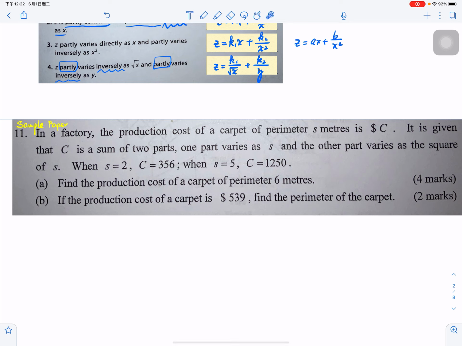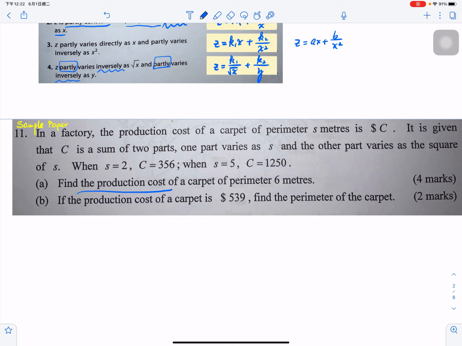In the factory, the production cost of a carpet of perimeter S meters is $C. It's given that C is a sum of two parts. One part varies as S, the other part varies as the square of S. So when S equals 2, C equals 356. When S equals 5, C equals 1250. Part A. Find the production cost of a carpet of perimeter 6 meters.